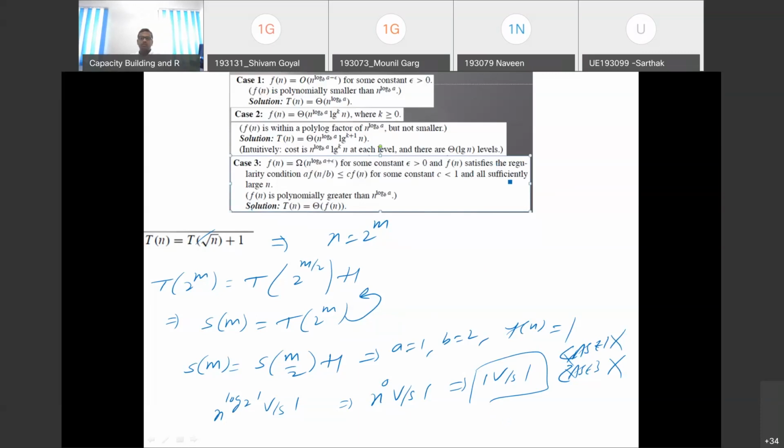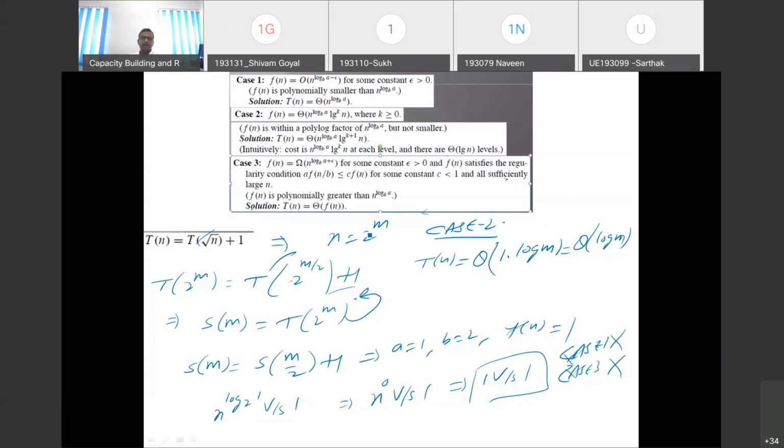Now consider case 2. Is case 2 applicable or not? Think and tell me. Case number 2, it means your case number 2 is applicable. If case number 2 is applicable, then the complexity T of n is going to be of the order of theta of n raised to the power log a base b, times log of m. What is the value that came? 1, right? 1 into log of m is equal to theta of log of m.